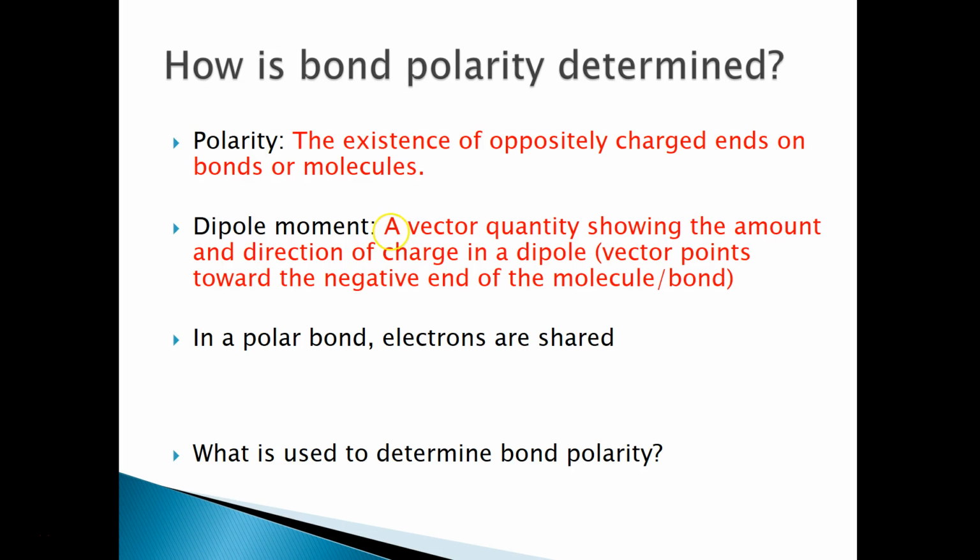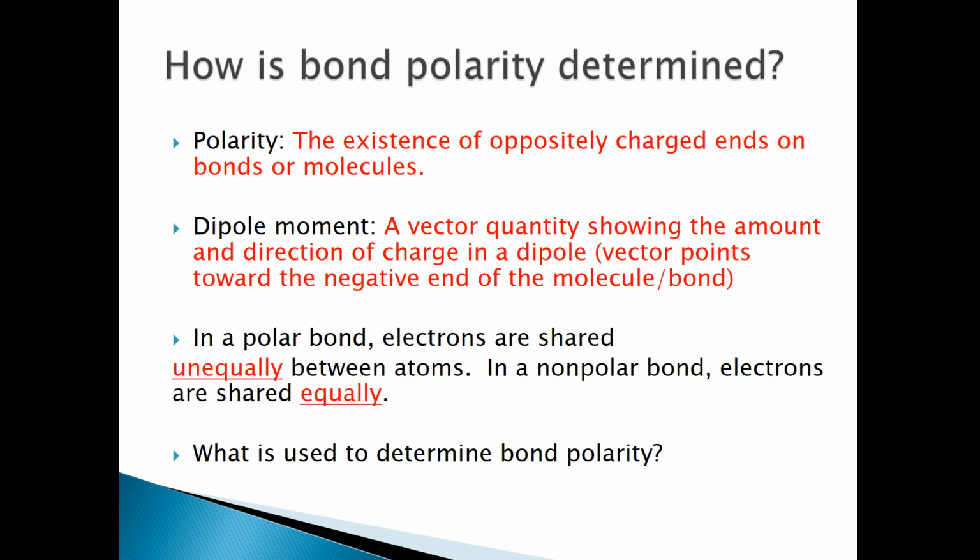All right, so in a polar bond, electrons are shared unequally between the atoms. And in a nonpolar bond, the electrons are shared equally. I like to think of that sharing of electrons in bond polarity as being like a tug of war. The two atoms involved in the bond are both pulling on the electrons. Now, the atom that is better at pulling on the electrons will have a greater share of the electron density.